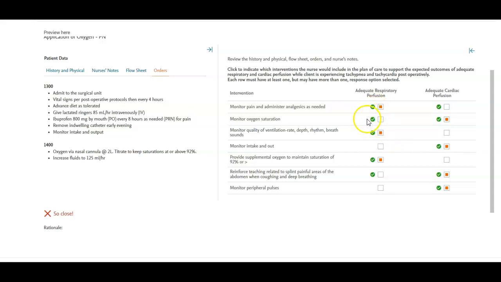Now, this question would be worth 1, 2, 3, 4, 5, 6, 7, 8, 9, 10. So this would be a 10-point question. For every green mark that I missed, so I missed 1, 2, 3, so I would have gotten 7 out of 10 for this question. So how'd you do?